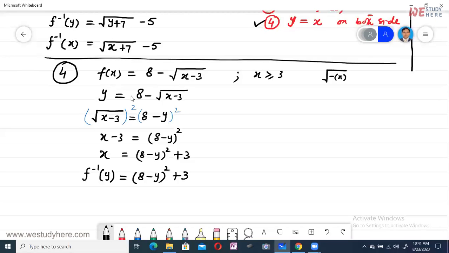Then in the last step, we will replace y with x. On both sides we are replacing y with x. All other things will be the same. Only we are replacing y with x. This is the f inverse of x, or only f inverse we can also write. Okay.